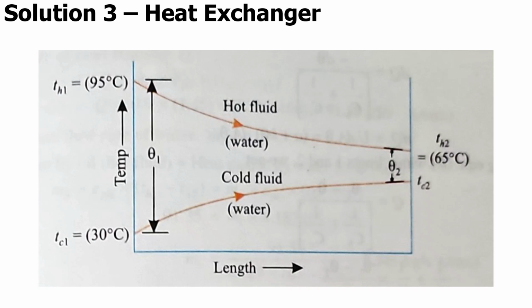Now the diagram shown here is visually representing the temperature profile for the parallel flow heat exchanger. The hot fluid enters at Th1 and cools down to Th2. The cold fluid enters at Tc1 and heats up to Tc2. You can see that the temperature difference, theta, changes along the length of the heat exchanger, with theta1 at the inlet and theta2 at the outlet. So for a parallel flow, both fluids flow in the same direction and their temperatures tend to approach each other.